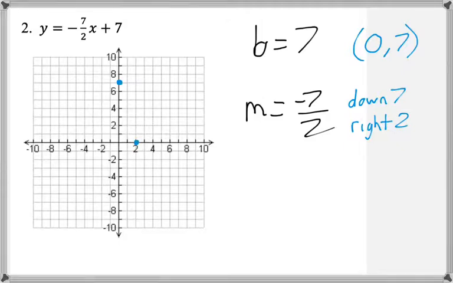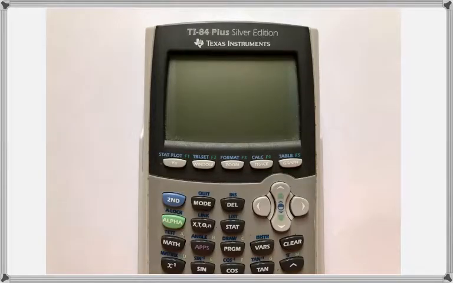And then I can get a third point if I go down 7 and to the right 2. So connecting my points, this would be my line. Now let's graph this line on the calculator.